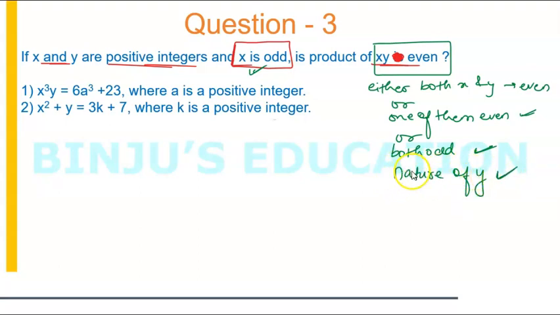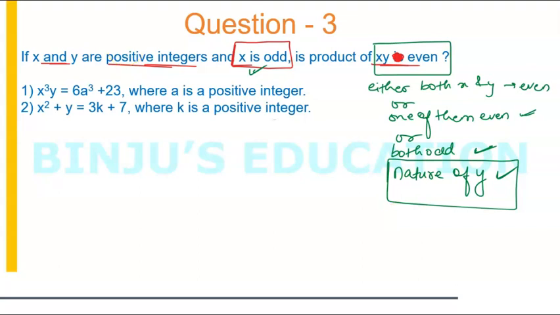This is the only thing that I have to do. Now whatever nature it comes out to be, I will have a conclusive answer, because the question is: is the product even? If I have a conclusive nature of Y as even, then I'll say yes, the product is even. If I have a conclusive nature of Y as odd, then I'll say no, the product is not even. Either way, you will get a conclusive answer. I just need a conclusive nature of Y.